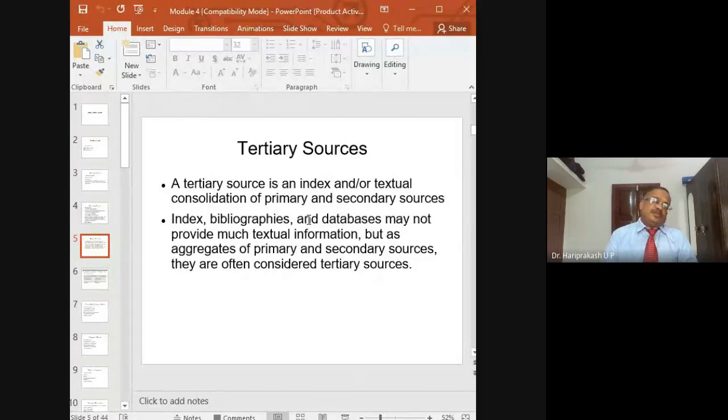So bibliographies. If you see textbooks, at the end you will see an index page where small definitions and the meanings of some words will be there, right? It will show which page number has more details. That type of source is called a tertiary source.